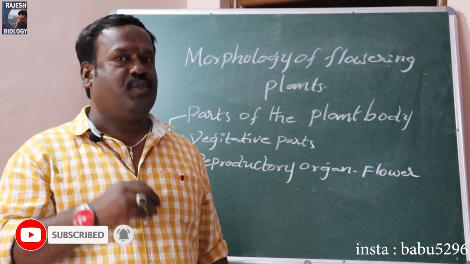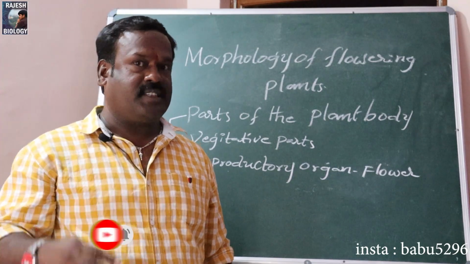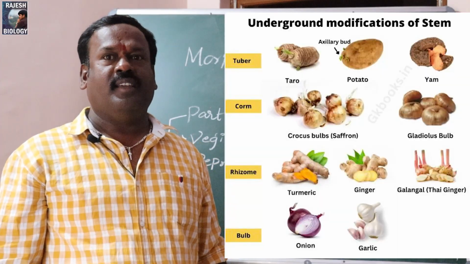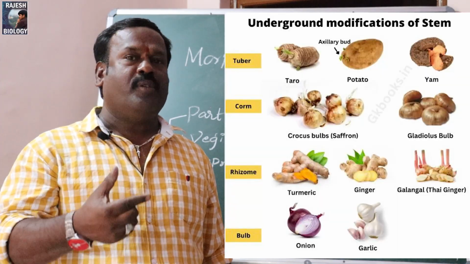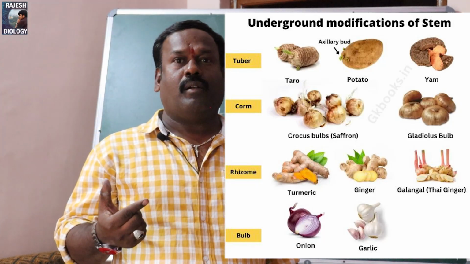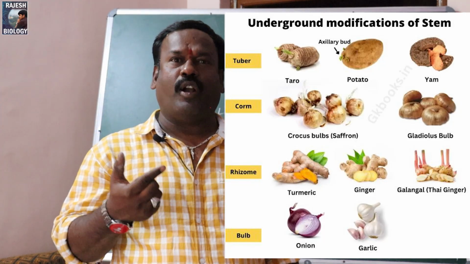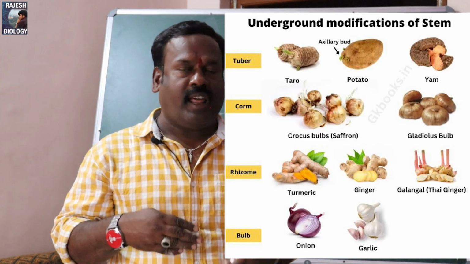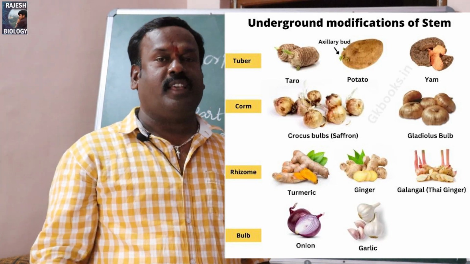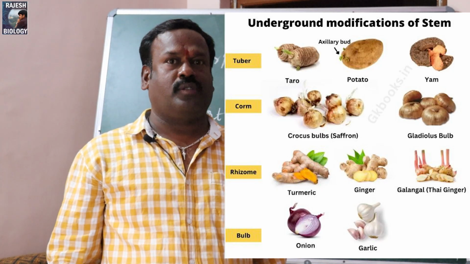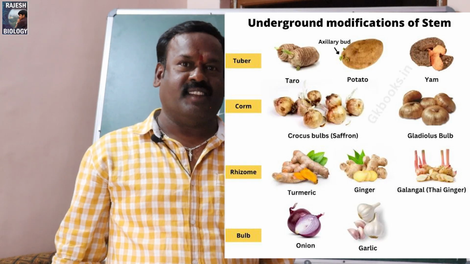Sometimes rhizome is there. We will discuss it in stem modifications. The rhizome, corm, stem tuber, bulb, onion, potato, all these are underground, but we won't say those are roots. Those are stem modifications.